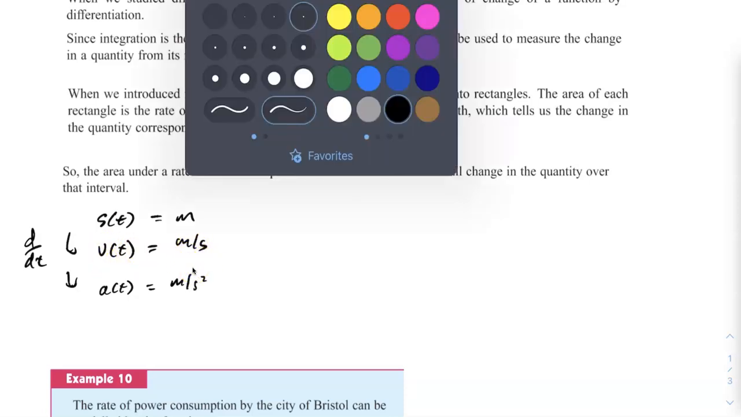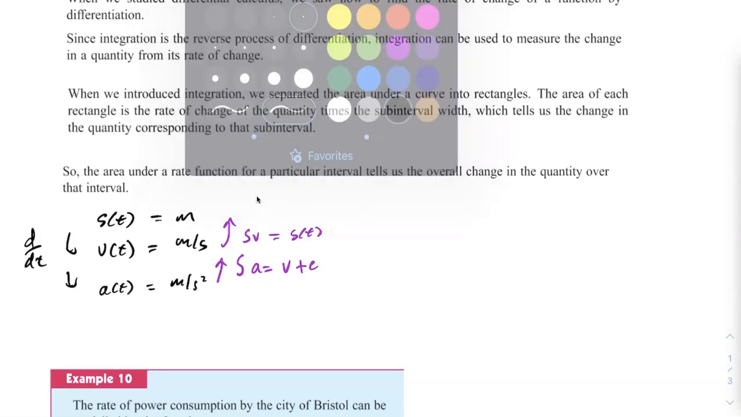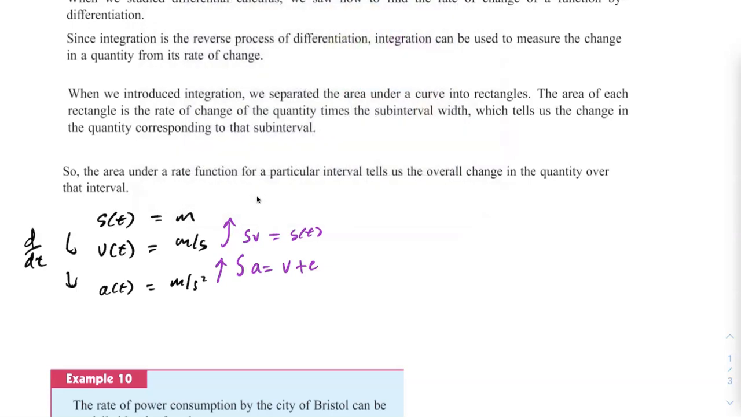When you integrate, we're doing the opposite. So when you integrate, you go up and get v, and when you integrate this, you get s of t. What's important is that when you take a derivative, you're dividing by time. When you integrate, you're going up a level, so you're getting rid of that division by time. That's kind of what we're going to be doing here. A lot of these problems we're going to be giving you the rate, which is velocity. That's where we're going to start.